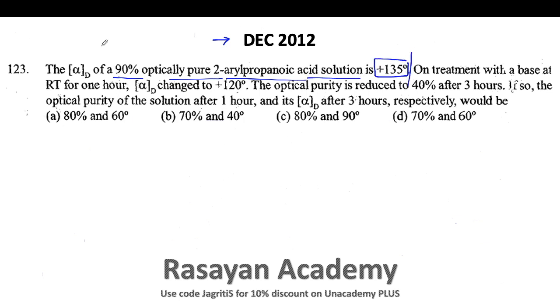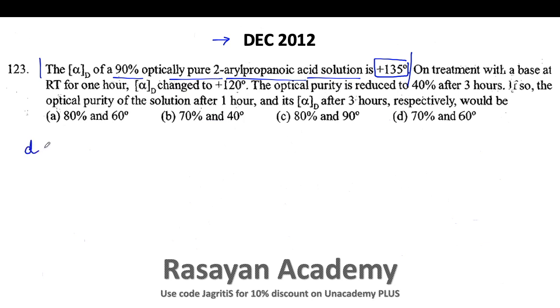So see, this is giving you the same information once again. It is not directly telling you that your optically pure solution is this much. It is saying 90% optically pure. So what you have to do is to find out the optical rotation of any one isomer, you have to do unitary method. Okay, so let's say you have done unitary method.